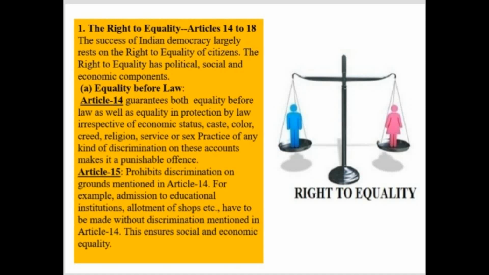Also, for example, take admission into educational institutions and allotment of shops in any manner. There should be equality, not based on a particular caste or religion. There should be no discrimination allowed. If discrimination is followed on the basis of caste, color, or religion, Article 15 immediately comes to the rescue and helps to avoid that discrimination. Thus Article 15 will ensure social and economic equality.